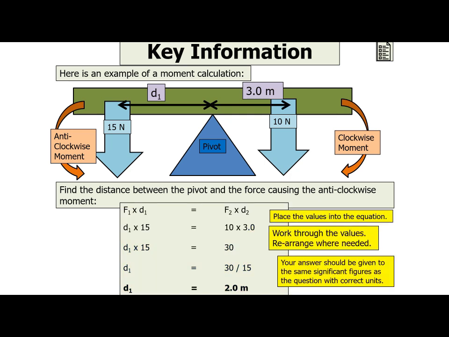So once again, we placed the values into the equation, we worked through the values and rearranged where needed, and we've given our answer to the same number of significant figures as in the question with the correct units.